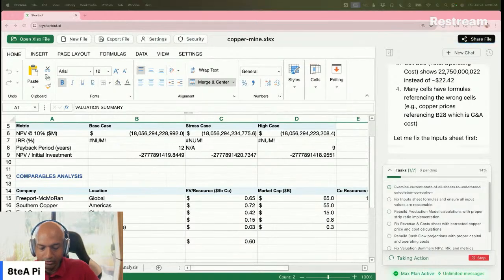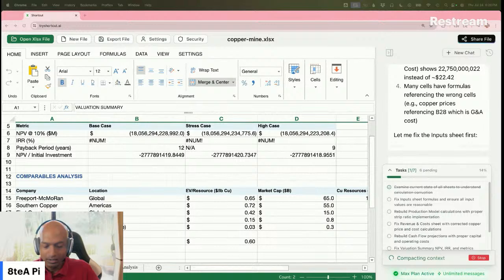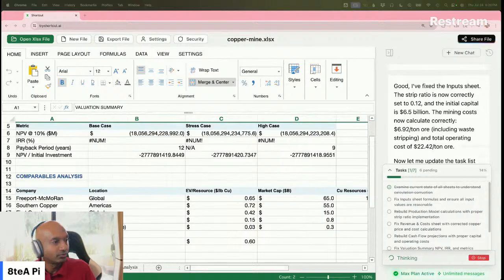Can you find me the EV per pound of copper resource for Freeport McMoRan and give me the calculation.